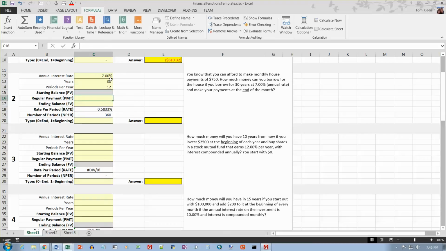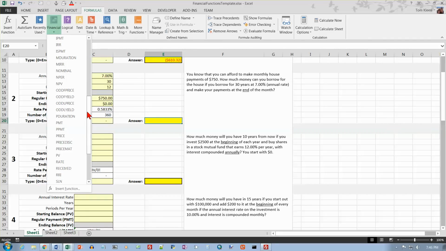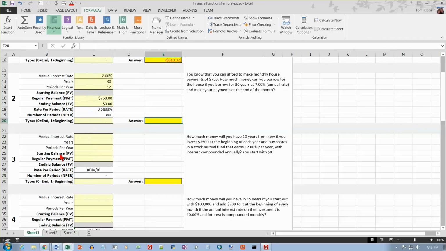Starting balance is what we're trying to find out, and that's the present value, so that means we're going to be using the PV function. Our payment is $750, and our ending balance on a loan is 0, and we are paying at the end of the month, and 0 means end. So we want to do the PV function. So we'll go over here to our answer box, and we will scroll down to the P's and choose PV.